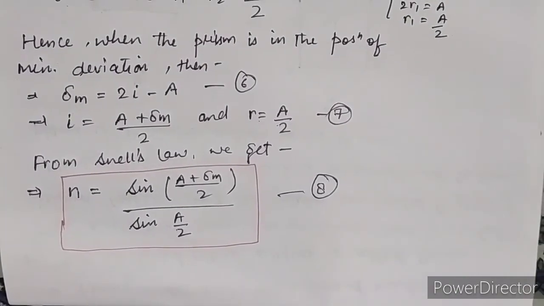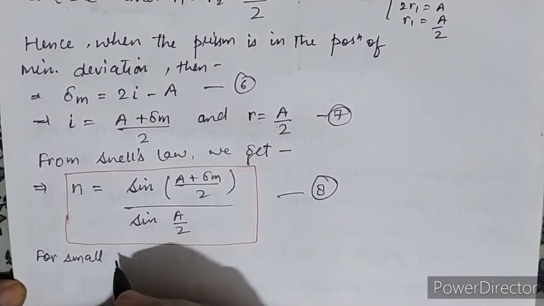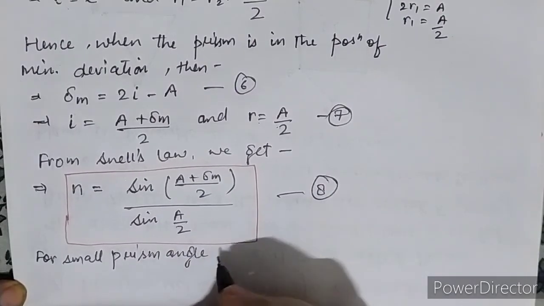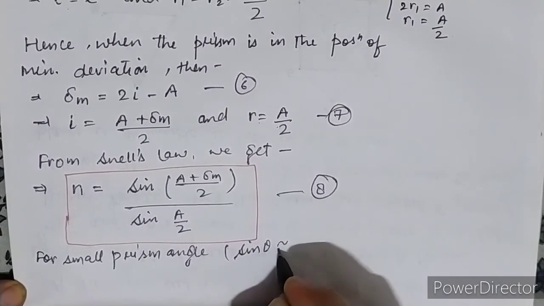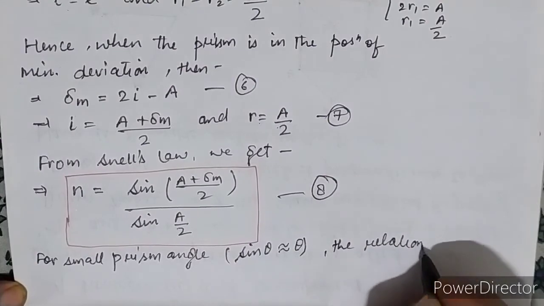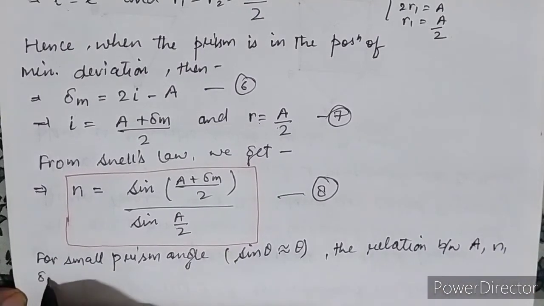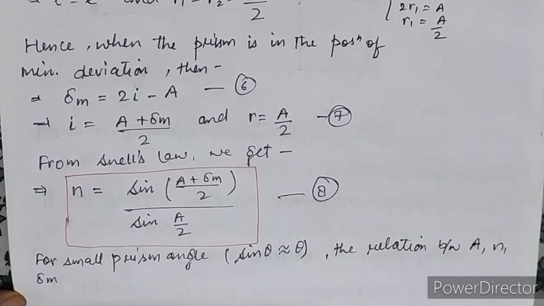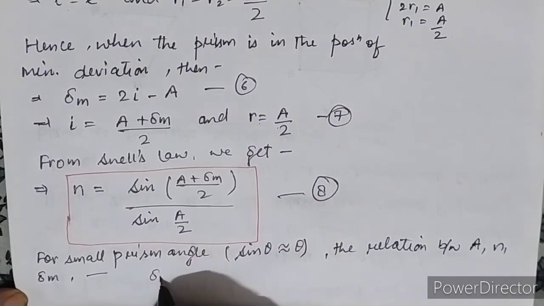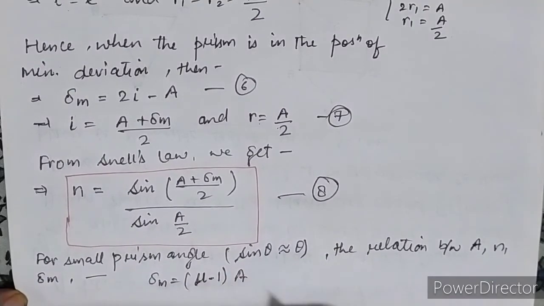Now further, all the small values, I am writing that also so we are able to understand the concept, that for a small prism angle, sin theta is approximately equal to theta. So the relation between the prism angle, refractive index and minimum deviation angle will be like this: delta m is equal to (mu minus 1) A. Mu means your refractive index only.